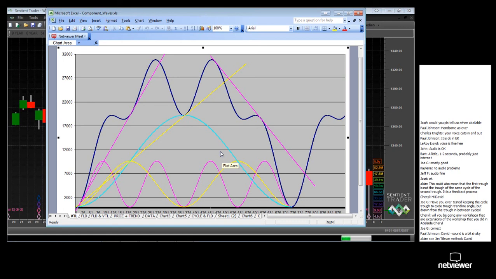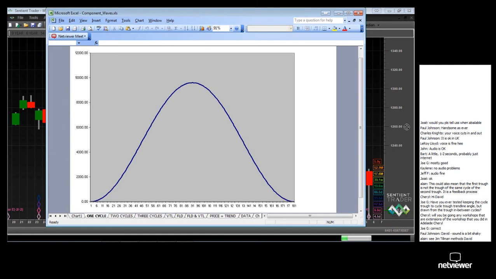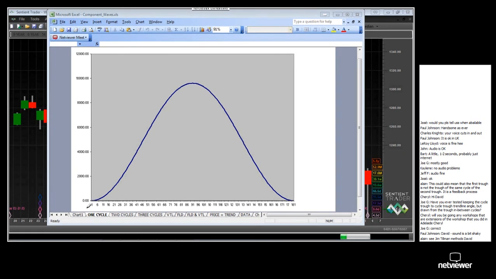Now, with VTLs, things are slightly more complicated, but don't get worried about that. They are slightly more complicated because VTLs are only of any use to us when we combine more than one cycle. In other words, at least 2 cycles. Okay, so if we have combined at least 2 cycles, then VTLs come into play. Why is that? That's because you can't draw a VTL on a single cycle.